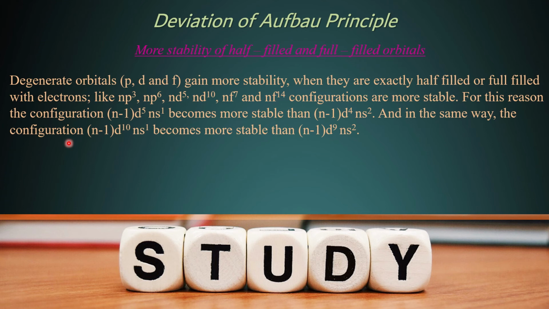For this reason, the configuration (n-1)d5 ns1 becomes more stable than (n-1)d4 ns2. Look, for example, n is 4, that means 3d4 4s2.